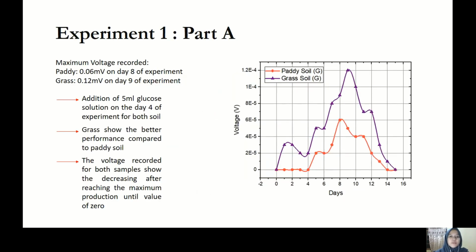Here are the results for the experiment. Experiment 1 part A is to see the performance of different soil, which is paddy and grass soil. Here you can see that the performance of grass soil is better than paddy soil. The maximum voltage that could be achieved by the grass soil is 0.12 millivolt on day 9, and the maximum for paddy soil is only 0.06 millivolt on day 8.